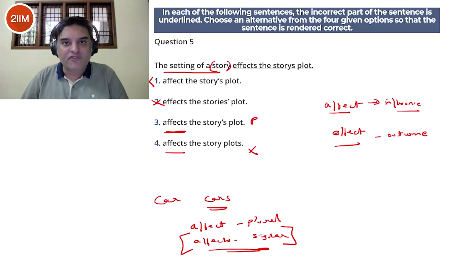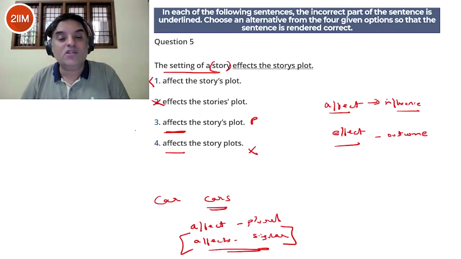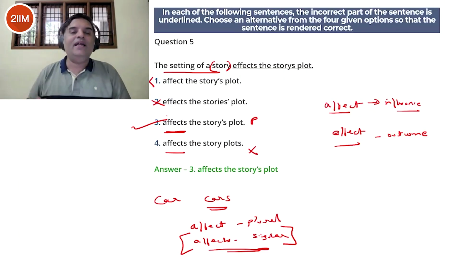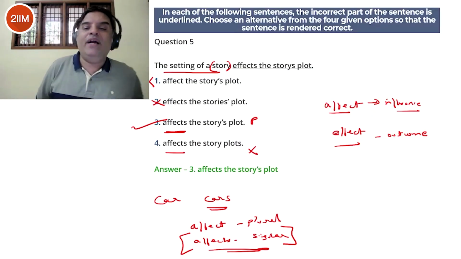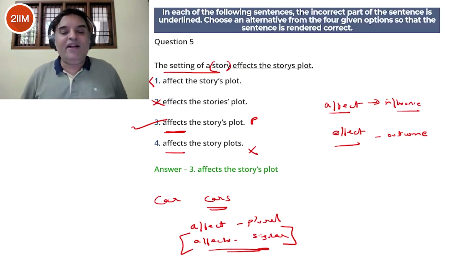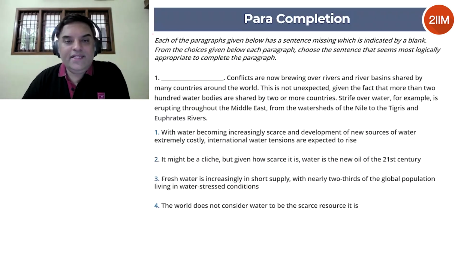We will need an apostrophe here because we're talking about a singular story and the plot of that story. So "affects the story's plot" is absolutely correct, and that is the answer. It's not a very difficult question, provided you don't get confused between affect and effect, and also remember the subject-verb agreement basically. Let's look at these set of questions, which were essentially para completion questions.